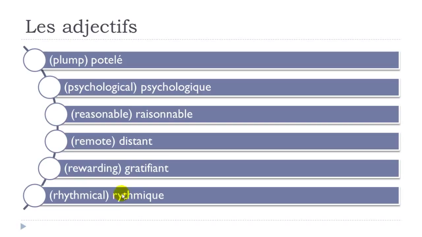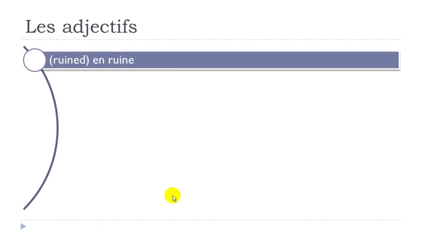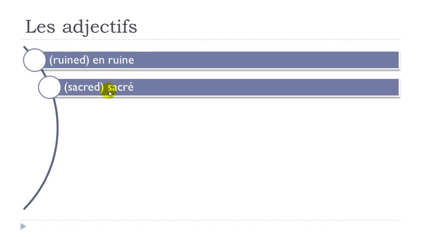Rythmique, remember, Y pronounced like E and then H doesn't exist. Rythmique. En ruine, don't pronounce the final E, ruine. Sacré, accent aigu at the end, et sacré.